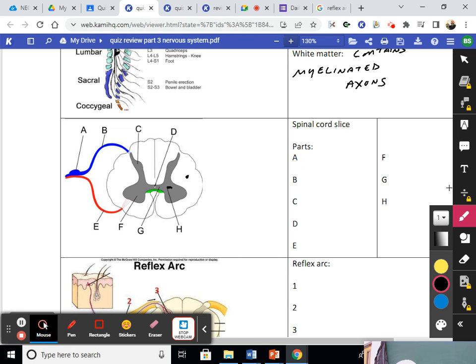This is a slice. This is where the cell bodies kind of hang out. They collect in there, and that area becomes swollen. That's called the dorsal root ganglion. And B is the dorsal root. C is gray matter. D is that central canal that has fluid in it.